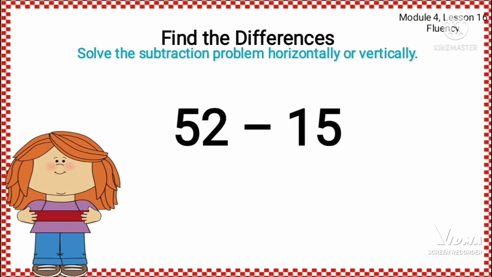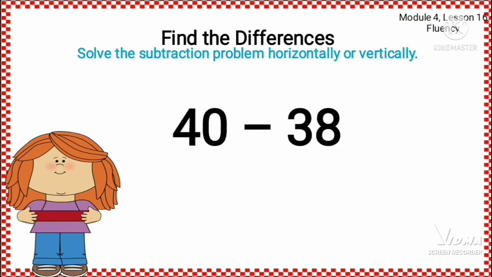Now solve this one. 52 minus 15. You have to decompose a 10 so that you make it 10 ones. 10 ones plus 2 will be 12 ones. Now if you remove 5 from 12 ones, you're going to have 7. And then 1 from 4 is 3. So if your answer is 37, correct.